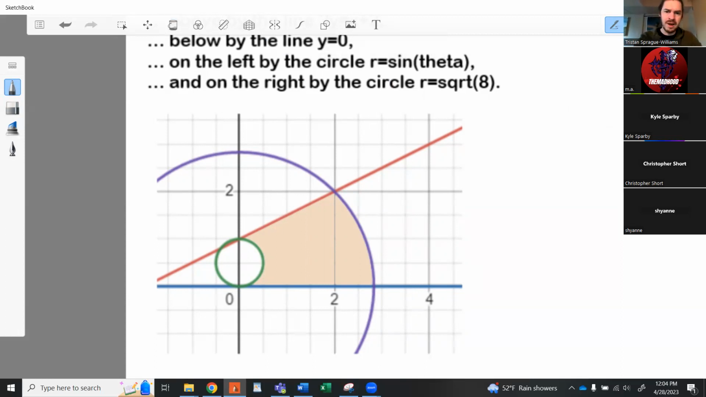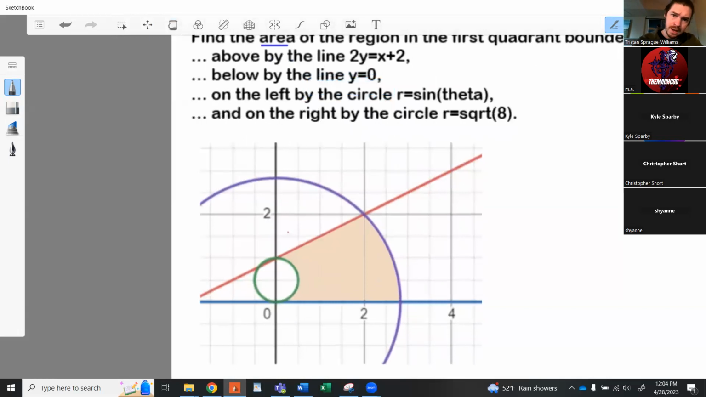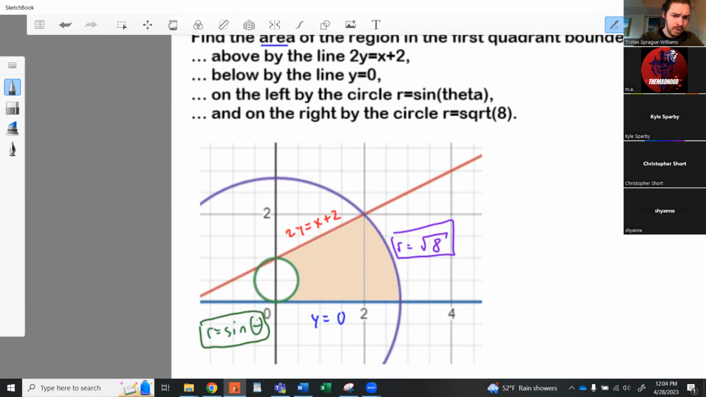We have on top in red, the line 2y equals x plus 2. On the bottom, we have the y equals 0 line. On the left, in green, we have r equals sine theta. And on the right, in purple, we've got r equals square root of 8. So these two are already in polar, so they don't need to be changed at all. But what we want to do is write our other two in polar coordinates as well. Let's start with the bottom one.